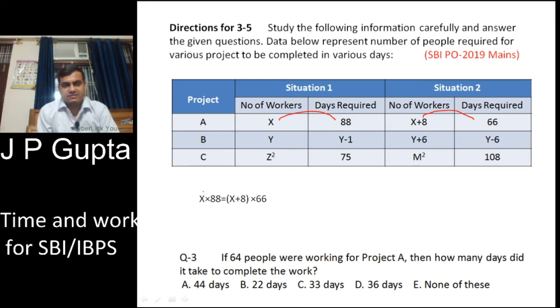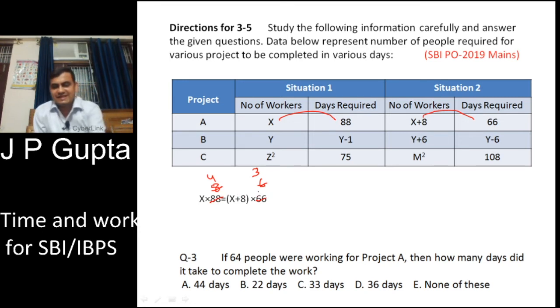Now listen carefully, again rather than doing the multiplication we can cancel it first. So cancel 88 by 11, that is 8 times, 66 by 11, 6 times, again further by 2, 4 times, 6 by 2, 3 times. We can also do the calculation by 22, so 4 times and 3 times.